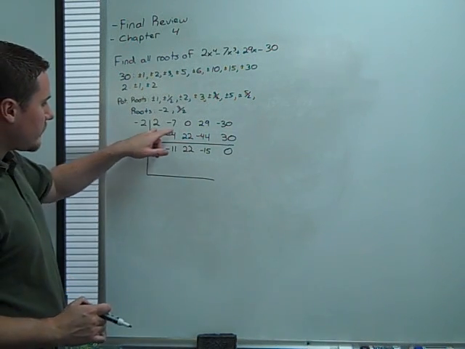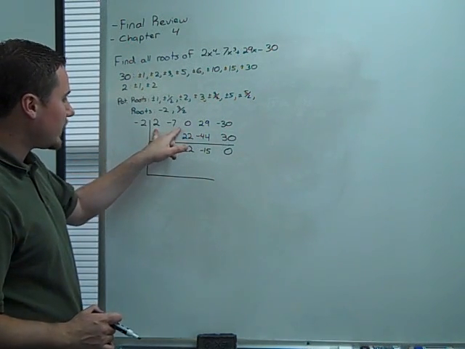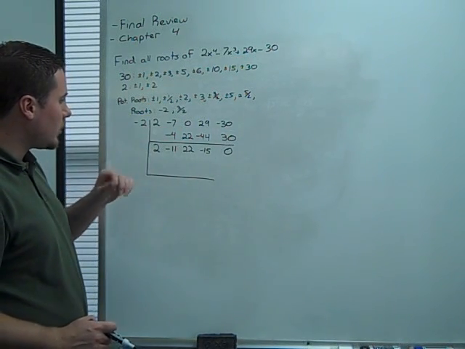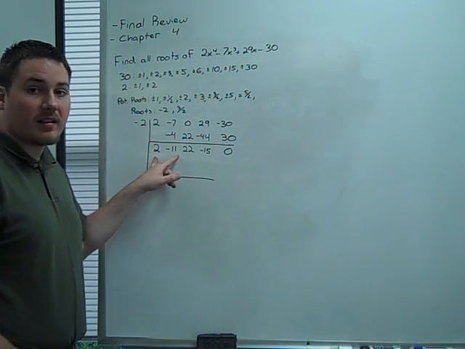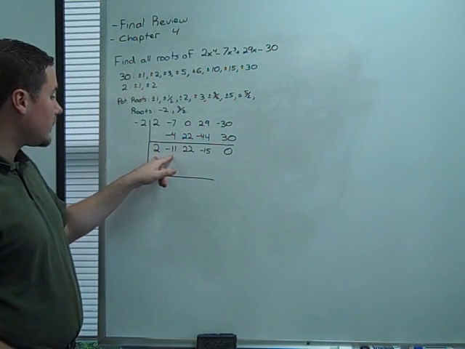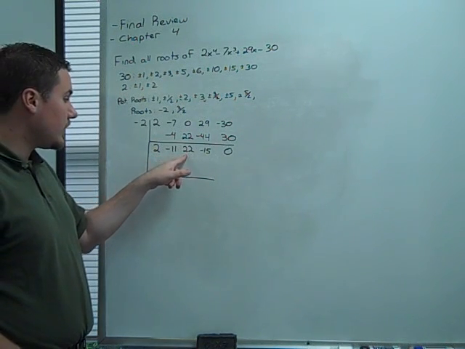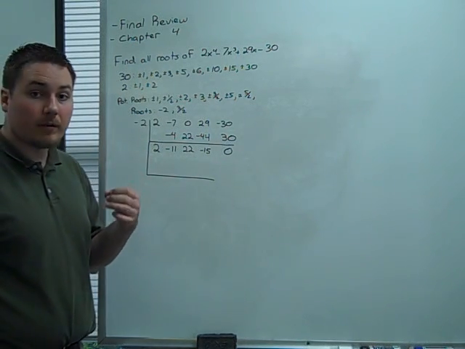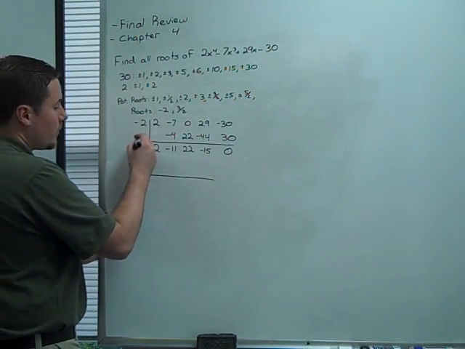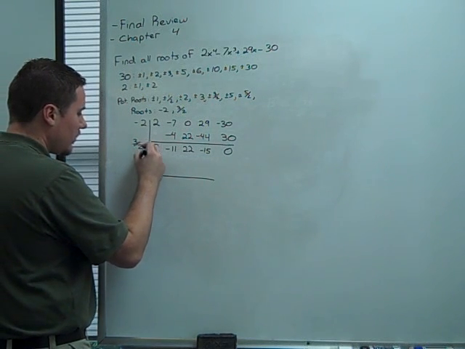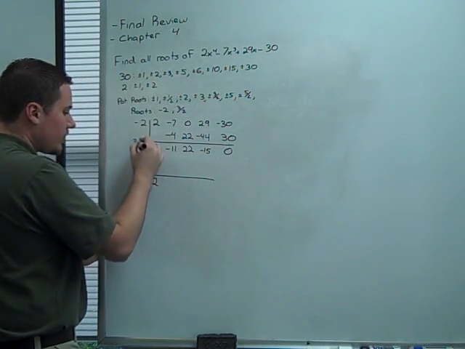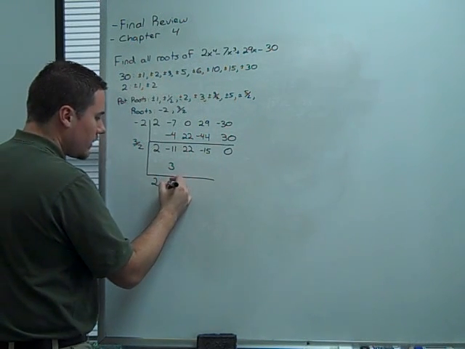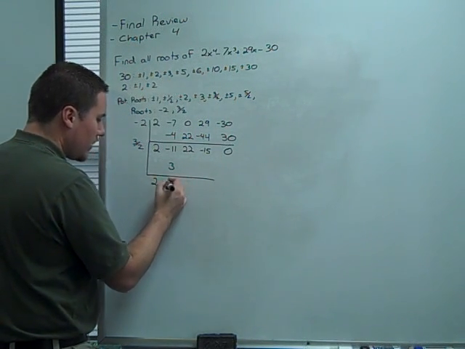Keep in mind that this represented an x to the 4th polynomial. So 2x to the 4th minus 7x cubed, etc. This is an x to the 3rd polynomial. 2x to the 3rd minus 11x squared plus 22x minus 15. So when we do our next division, it will drop the power by 1 again. So 3/2: drop the 2. 3/2 times 2 is going to be 3. Negative 11 and 3 is negative 8.